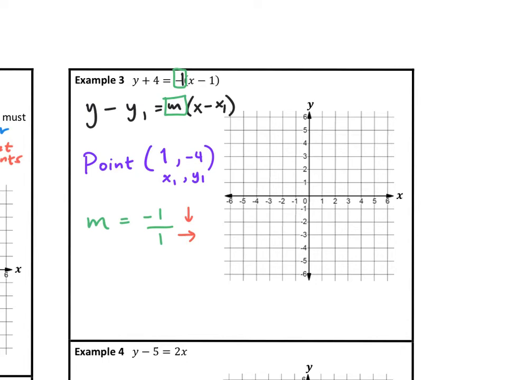First step, graph this point here. It's located at 1. Go 1 to the right and 4 down. And that's my first point. All right, and then to graph my second point, I'm going to use the slope. So the slope says go down 1 and to the right 1. So I'm going to go down 1 and to the right 1. And there's my second point.